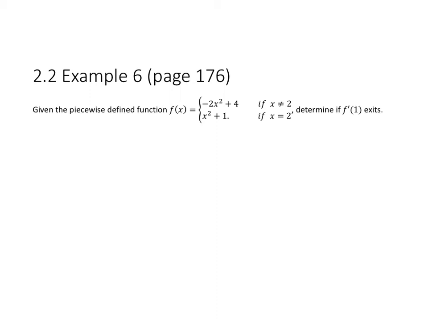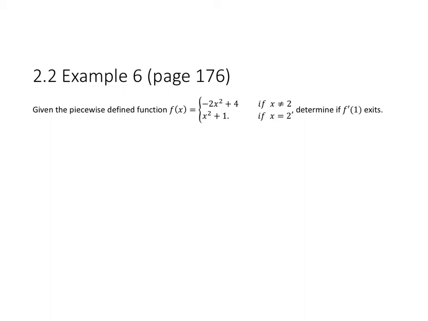All right, let's take a look at example 6 on page 176. They've given us a piecewise defined function. F of x is negative 2x squared plus 4 when x doesn't equal 2, and x squared plus 1 when x does equal 2. And it asks us to find f prime of 1. More specifically, determine if f prime of 1 exists. So we're going to take the limit from either direction and see what happens.